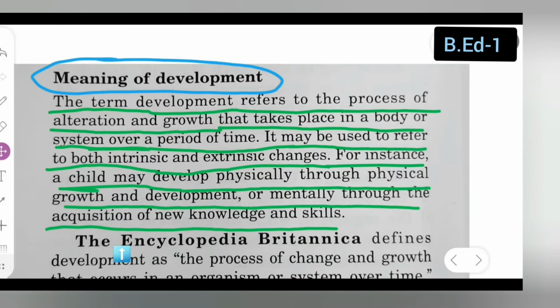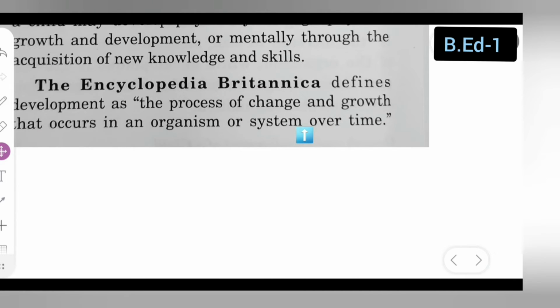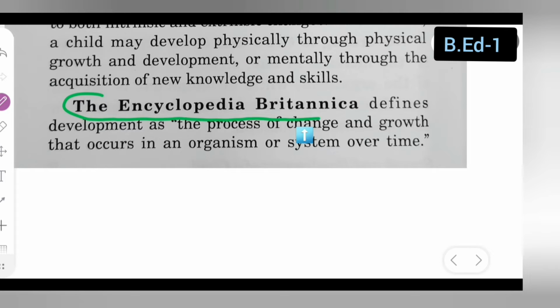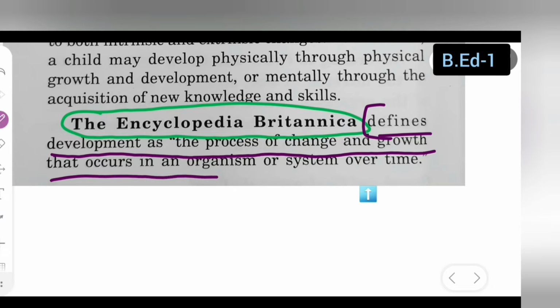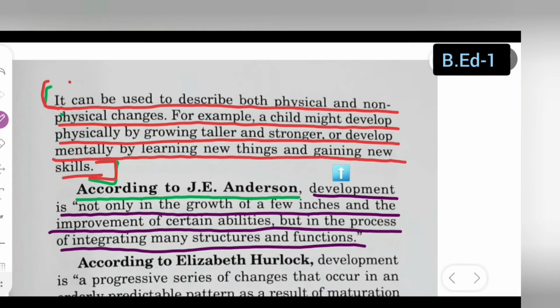Next, let us see the meaning of development according to the Encyclopedia Britannica. Now, this is the meaning of development according to Encyclopedia Britannica. It defines development as the process of change and growth that occurs in an organism or a system over time. You can also take down this. It can be used to describe both physical and non-physical changes. For example, a child might develop physically by growing taller, or develop mentally by learning new things and gaining new skills.